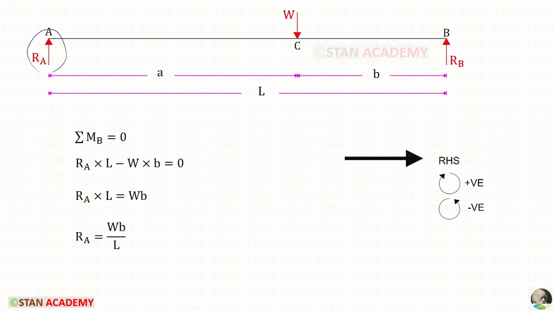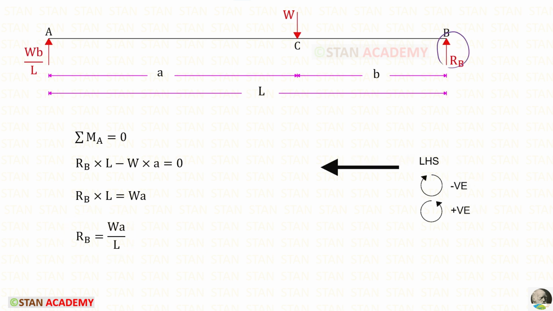To find RA, let us take moment about B. In this case, we have to follow right hand side rule. Clockwise will be positive and anti-clockwise will be negative. RA is acting in the clockwise direction, so it will be positive and the distance is L. So RA into L. The load W is acting in the anti-clockwise direction, so it will be negative and the distance is b. For RA, we will get Wb upon L.